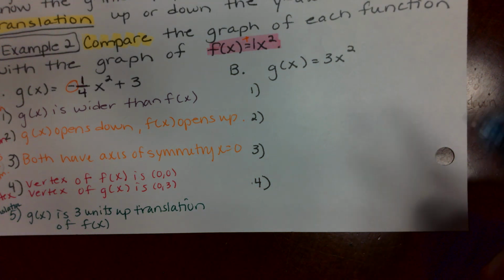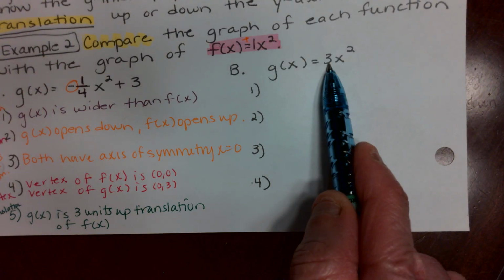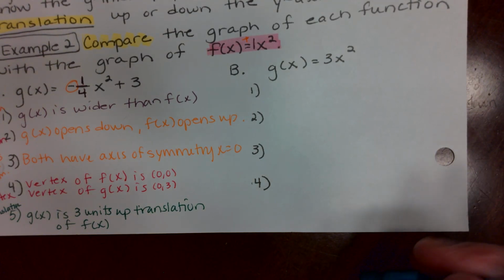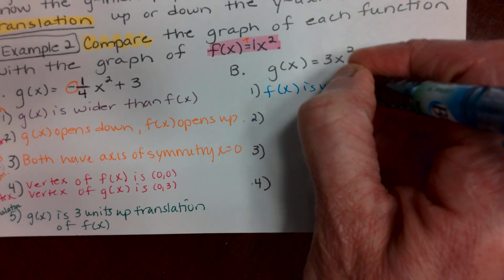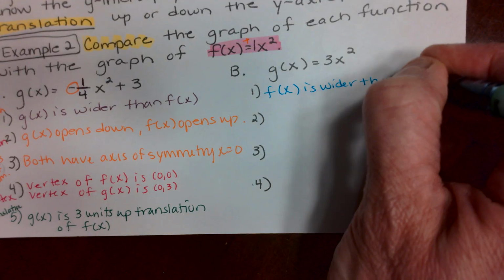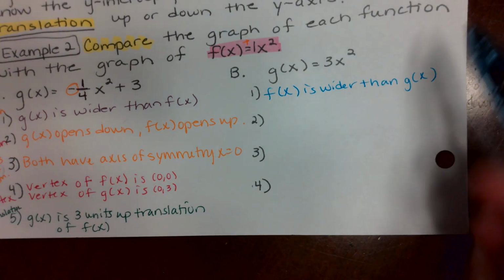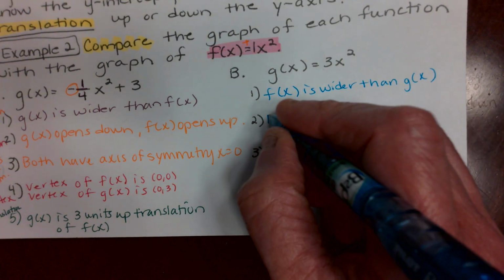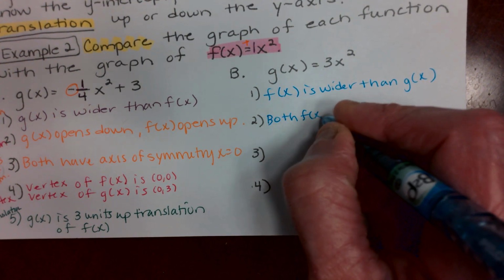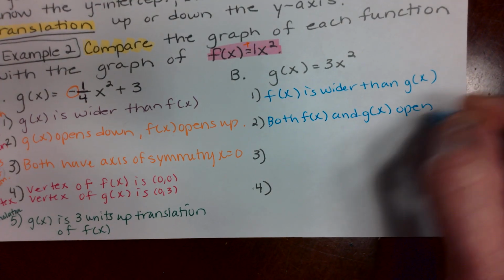Width: which one's wider? This is a 1 and this is a 3. The smaller one is wider, so it'd be this one. So f of x is wider than g of x. Now if you had g of x is narrower than f of x, that's fine too. Let's talk about up and down. Positive, positive. What'd you guys write? I'm going to write both f of x and g of x open upward.